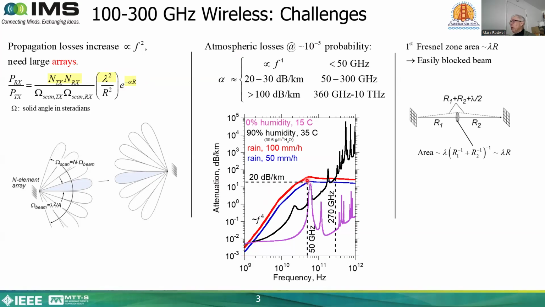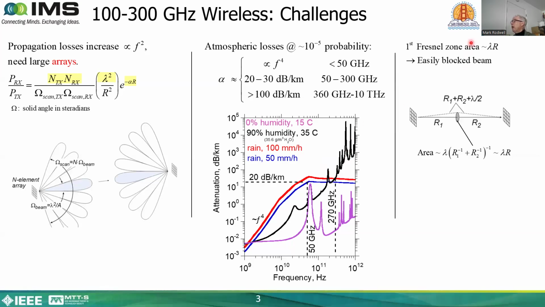Even at 50 millimeters per hour, at 50 gigahertz, that's giving us 20 dB per kilometer rain attenuation, though it is decreasing roughly as frequency to the fourth power at lower frequencies. Above roughly 250 gigahertz, the dominant source of atmospheric attenuation in the worst case, surprisingly, is not rain, but simply molecular absorption due to high humidity. If we're dealing with temperatures on the order of 35 Celsius at roughly 90% humidity, this becomes the dominant source of attenuation above 250 gigahertz.